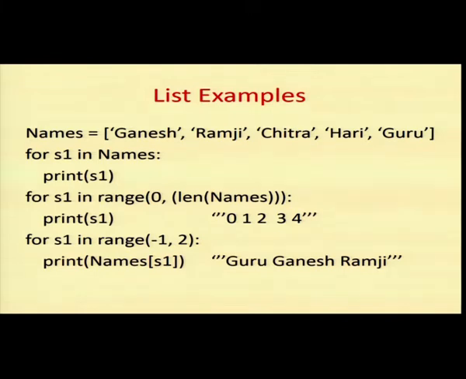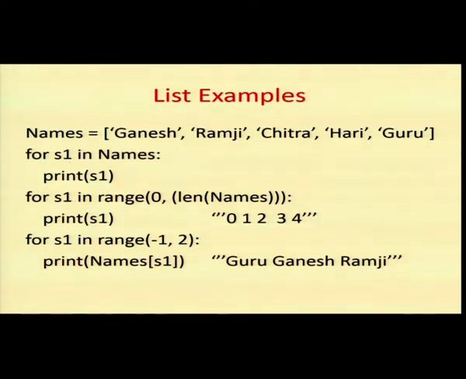Now let us see one other example of list. Again I take this example as names, open square braces, Ganesh, Ramji, Chitra, Hari and Guru, for S1 in names, because in the last slide I gave the variable name as name. Here I have given the variable name as S1, print S1.